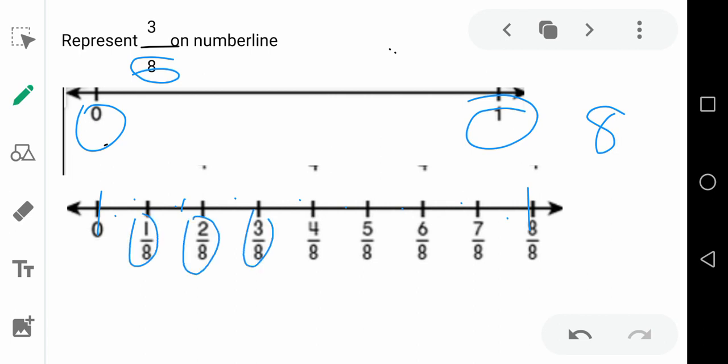2 by 8, 3 by 8, it will go on like that. 8 by 8, what is 8 by 8? It is 1. So here it is 1 only, no? So that 1 we have written as 8 by 8. Both are same. Okay, so you can write 8 by 8 is equal to 1.